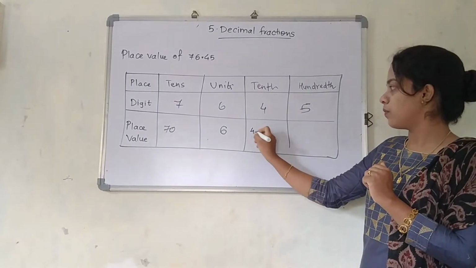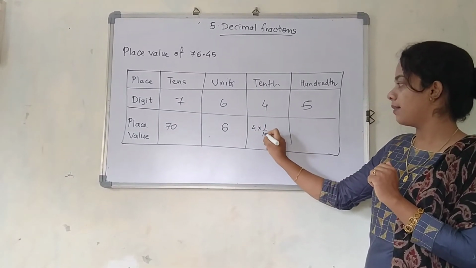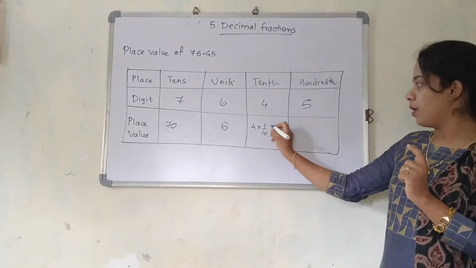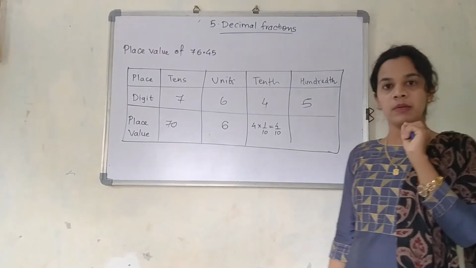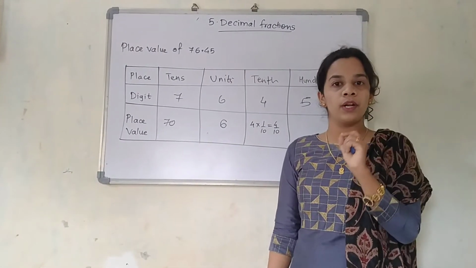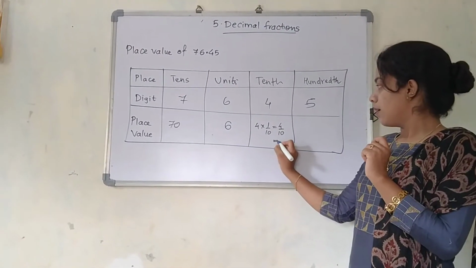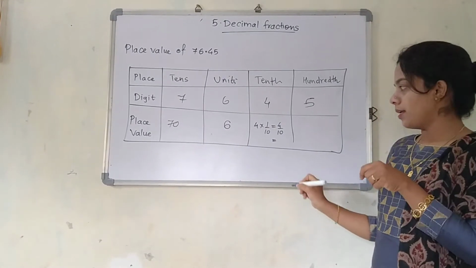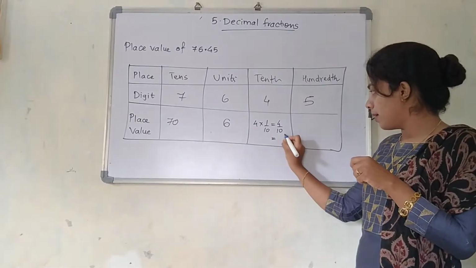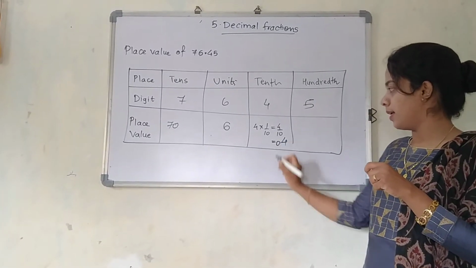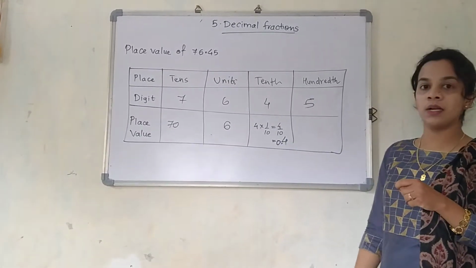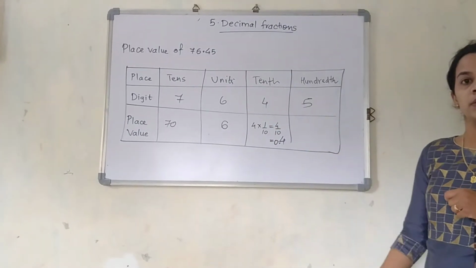Now just see over here. Tenth. Tenth means 1 upon 10. So 4 times 1 upon 10 means 4 upon 10. And if you remember how we express this, 4 upon 10: I write the numerator as it is, then 1 zero, so one place I will give, and I will give a point. That is 0.4, the place value of this 4 over here.